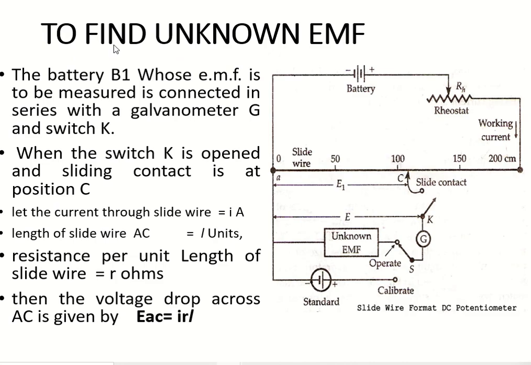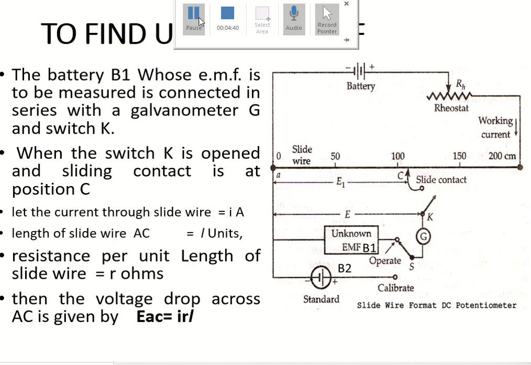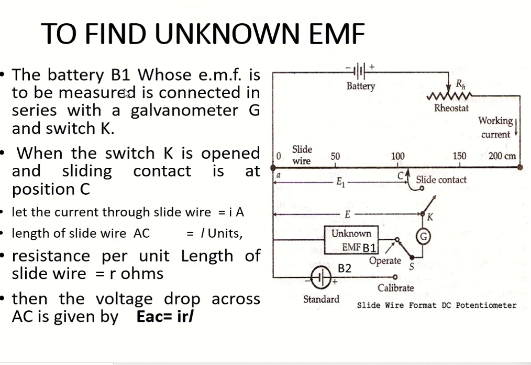So there are two methods to find the unknown EMF. In the first method, to find the unknown EMF, the battery B1 whose EMF is to be measured is connected in series with a galvanometer G. This is the unknown EMF whose value should be measured, and it is connected in series with the galvanometer and switch key. So this is the first arrangement.